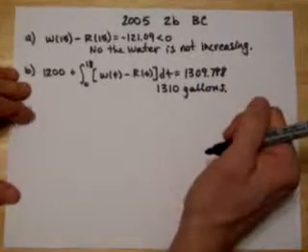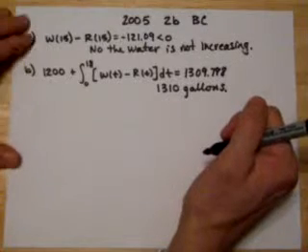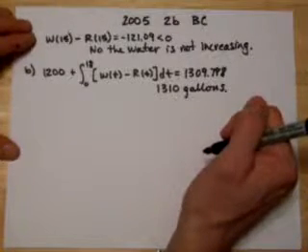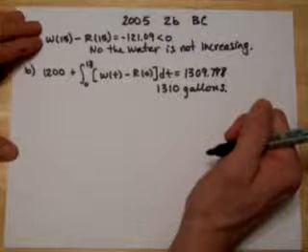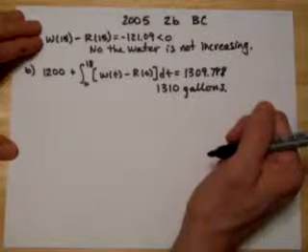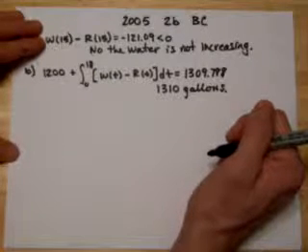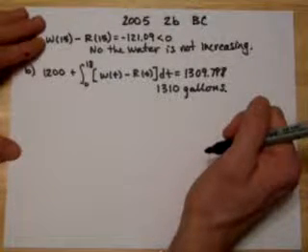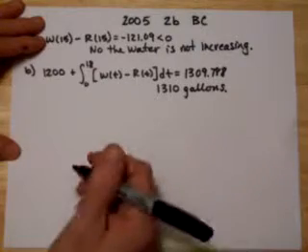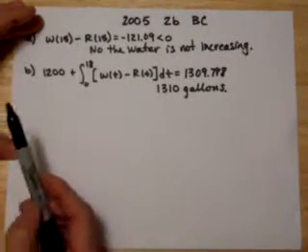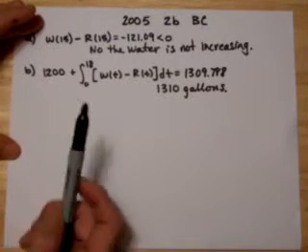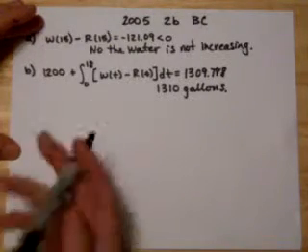C says at what time t for 0 is less than or equal to t is less than or equal to 18 is the amount of water in the tank at an absolute minimum. Show the work that leads to your conclusion. So it's going to be at a minimum when these values are 0. Okay, when the difference between the rates of water going in and out is 0.